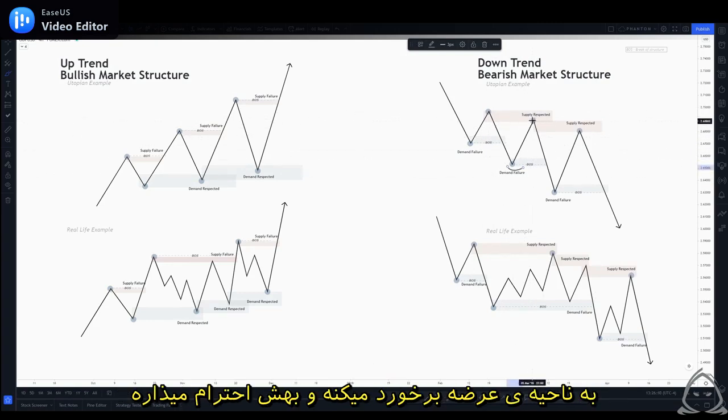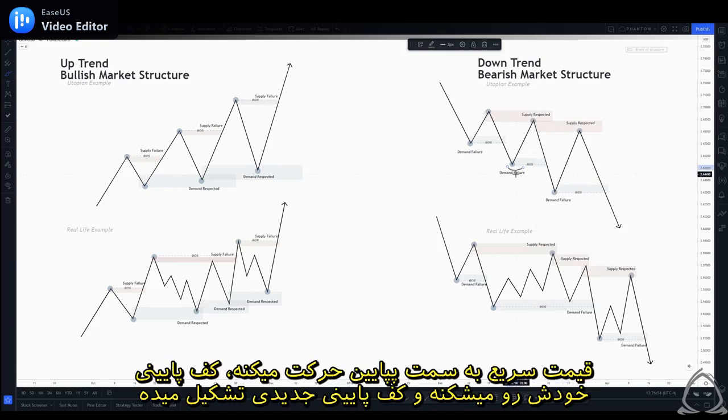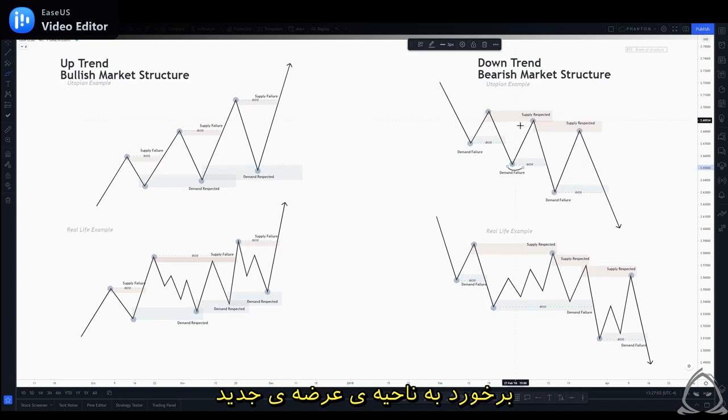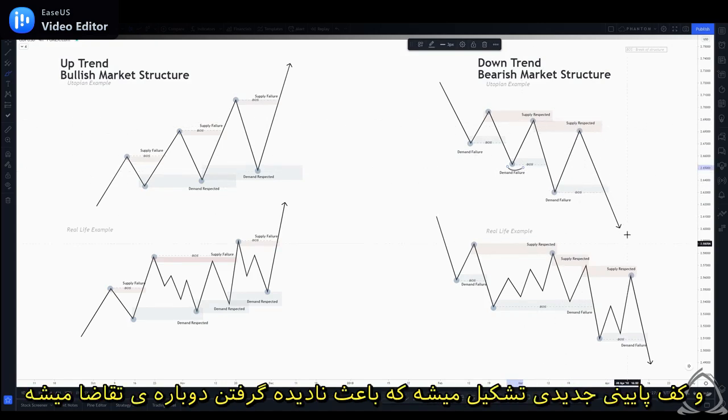So when price creates a lower low and begins to retrace or correct, price then creates a demand zone. It taps into the supply zone, which respects it, and then price rapidly moves to the downside, breaking the previous lower low, creating a new lower low, again breaking demand here, and then price corrects, tapping into the newly created supply zone, and then creates a new lower low, which then causes demand to fail.